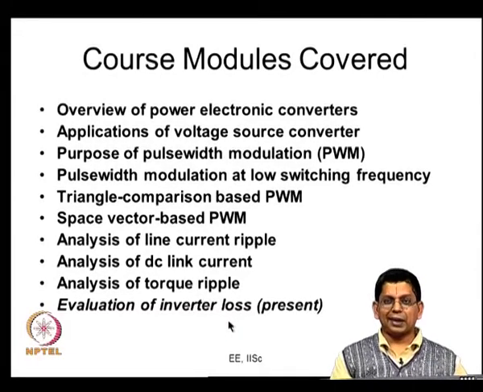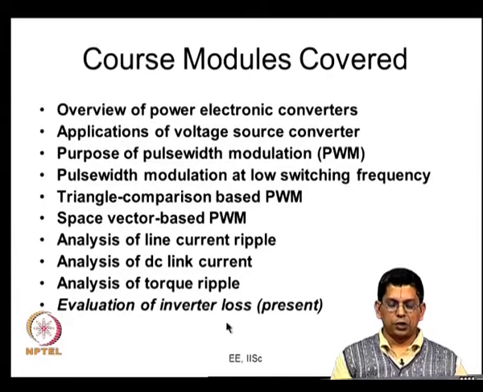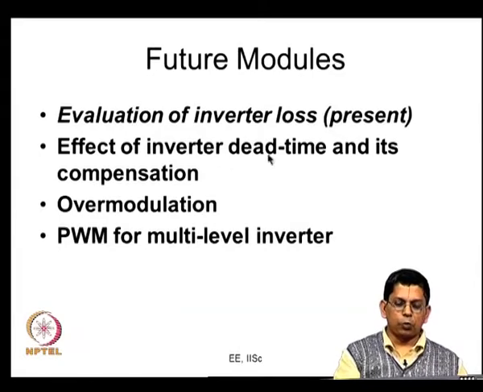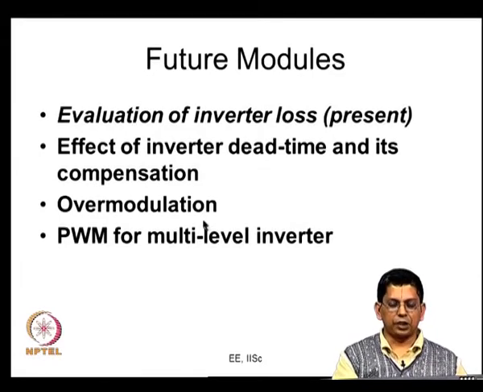Today we might get a clearer idea of this effect of the PWM methods on switching loss, and we would also try to design some PWM methods which would reduce the switching loss compared to standard methods such as conventional space vector PWM. That is what we will be doing in the last lecture of this module, and in the subsequent modules we will focus on the inverter dead time, its effect on overmodulation, and PWM for multi-level inverters.